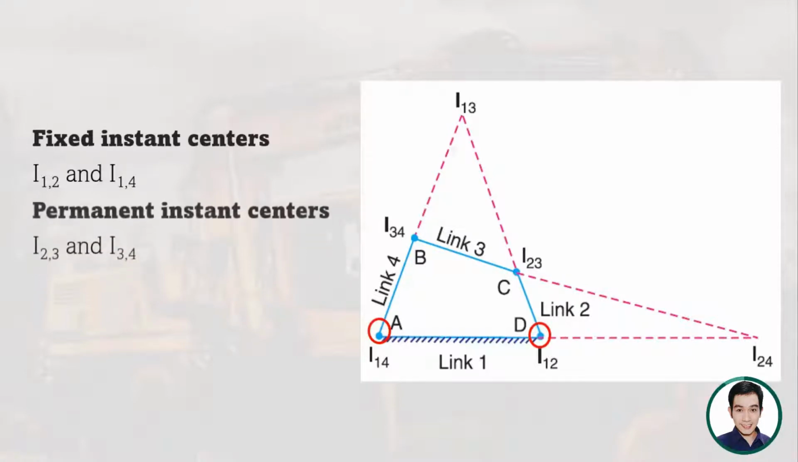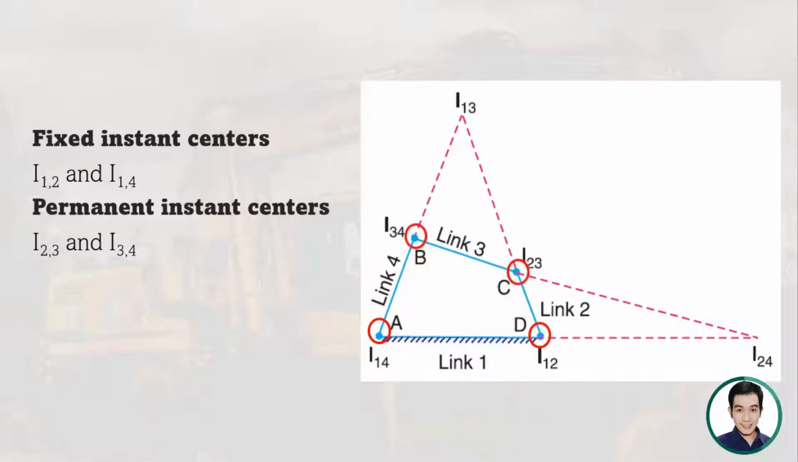And then we have the permanent instant centers. The permanent instant centers are moving, but they are not changing in terms of the connection. As you can see here, the permanent instant centers in this 4-bar linkage are instant center I34, which connects link 4 and 3, and instant center I23 connecting link 2 and 3. They are moving because as the links oscillate or rotate, they also move, but the connection stays the same. So that's why they are permanent instant centers.